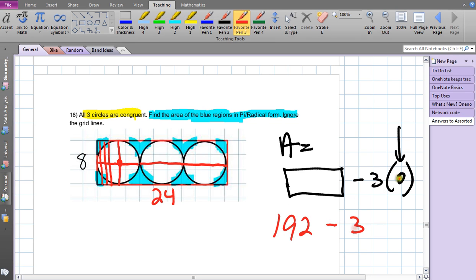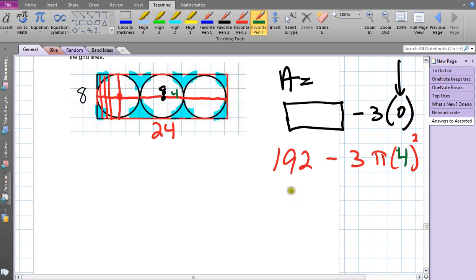And over here, it looks like we just need to know 3 times pi r squared. Well, what is r? R is not 8. Remember, this whole entire length is 8. So it looks like the radius would be 4. So 4 squared is 16. 16 times 3 is 48.